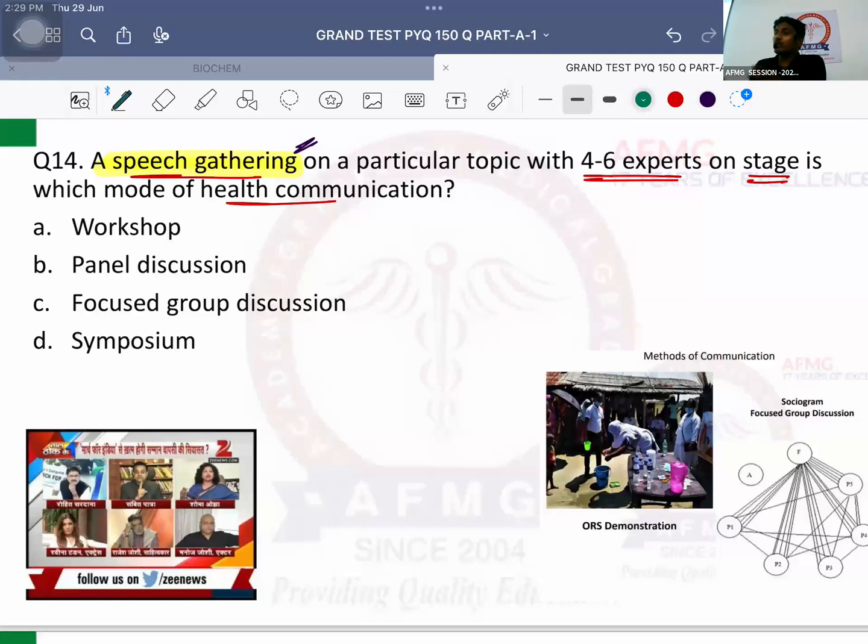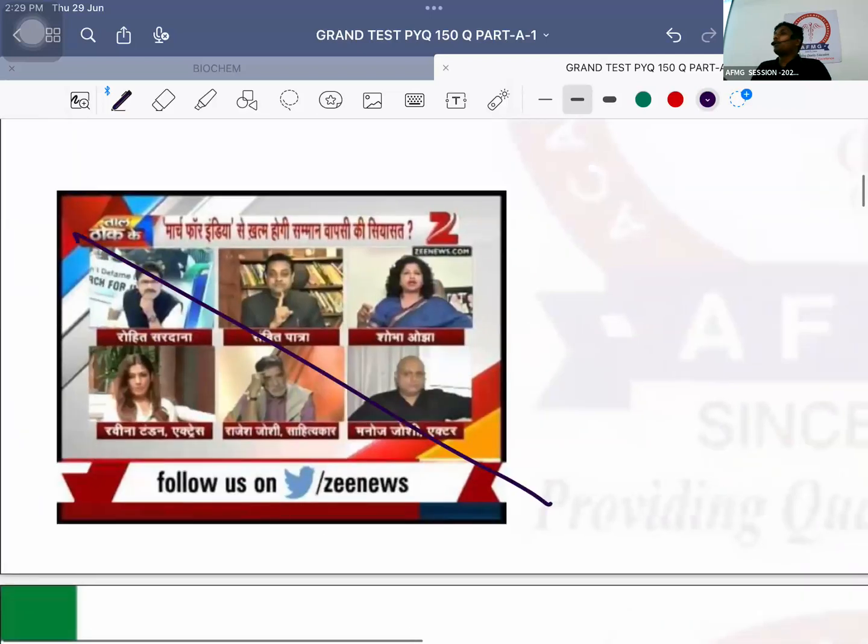Symposium. Very good. Because there is no discussion in between the experts. So a symposium is usually a series of speeches, or a speech gathering. A panel discussion usually does not happen that way anyway. What is usually shown is called a panel discussion, but not really. In a panel discussion, experts are given a chance to speak, which they usually do not give anyway.